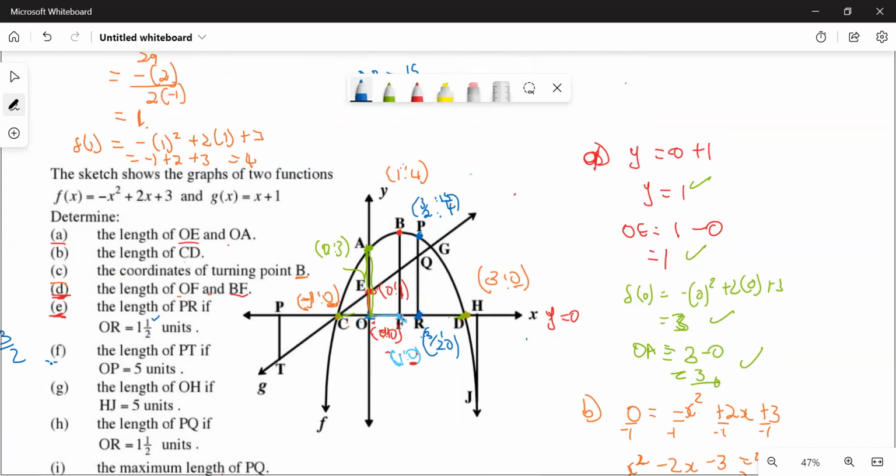Okay, let's go to number F then. We want you to give us PT. But OP is equal to 5, meaning here you have minus 5, which goes with 0. You agree with me? Yes. So what are going to be the coordinates of T then, Jane?